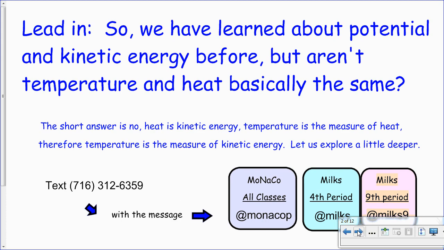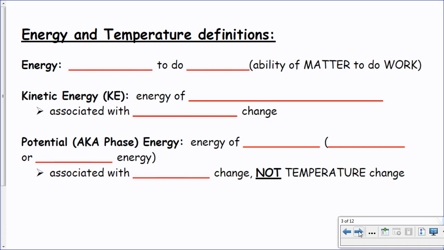So we've learned about potential and kinetic energy before, but they're not really temperature and heat. Aren't they the same thing? I mean, we kind of use them interchangeably so far. We're really going to get into the difference of those today, because kinetic energy is heat and temperature is a measure of heat, so therefore temperature is a measure of kinetic energy, and we'll really get into that once we see our notes today. So, energy and temperature.